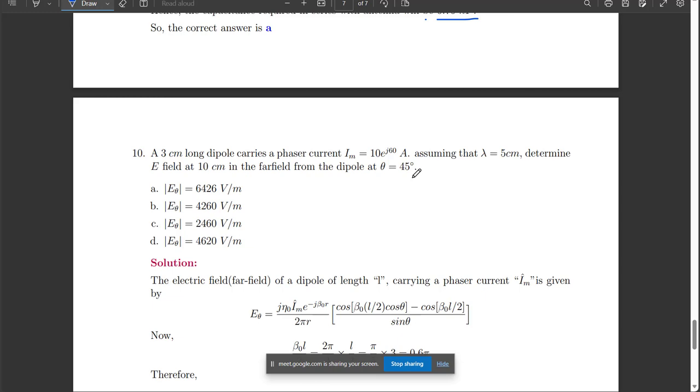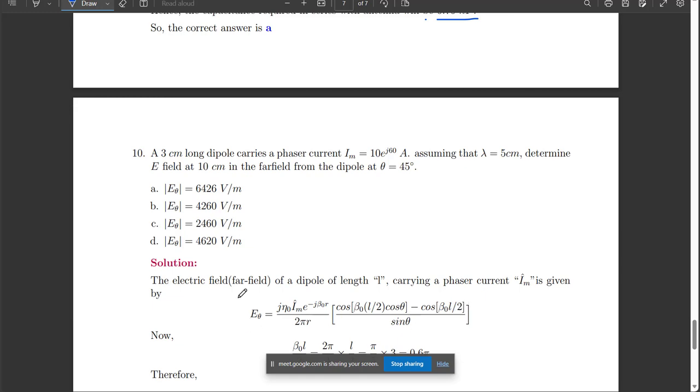Now it is asking what will be the electric field at a point whose coordinates are 10 centimeters comma 45 degrees comma 0. Phi is 0, theta is 45 degrees and r is 10 centimeters.